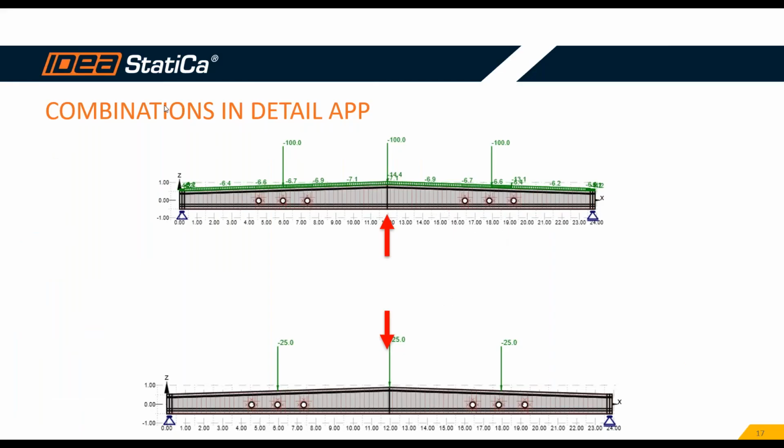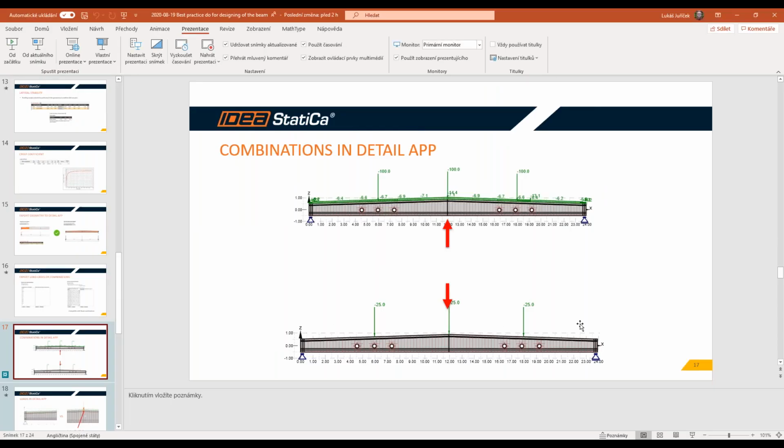So the combinations in Detail: the loads are derived from the internal forces which were created in the Beam application. So you can see this is some uniform load, this is from the self weight, here some point loads are permanent, and here is a variable. It is derived from the bending moments and the shear forces in the Beam application.